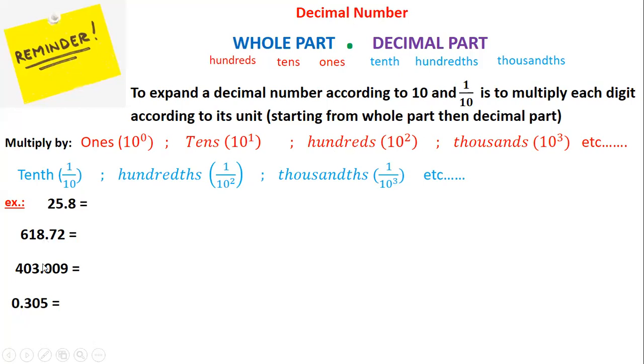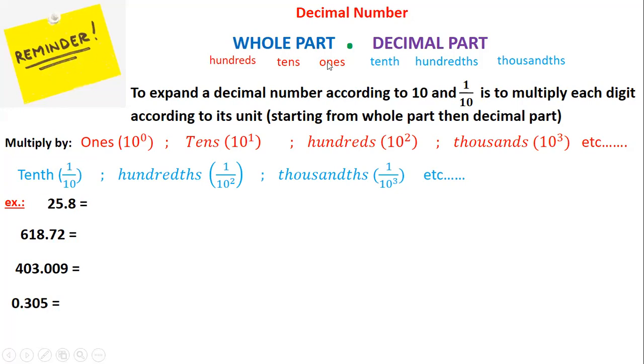Now I will solve with you 4 examples on what I said now. The first decimal number is 25.8. I should start expanding, as I said, starting from the whole part. Who is the whole part? Always again, the whole part is everything to the left of the point. So if this is the point, to the left we have 25.